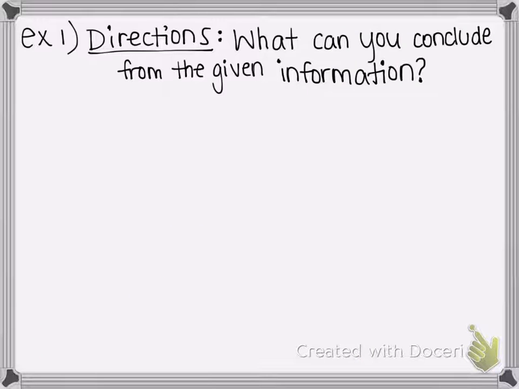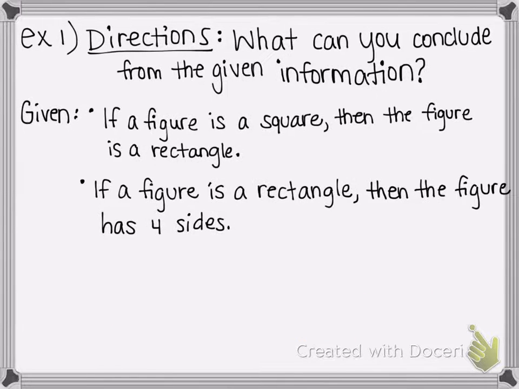Alright, so example 1. Our directions are still the same, asking us what can we conclude from the given information. Well, excuse me, let me back up. This is the given information. If a figure is a square, then the figure is a rectangle. Second statement: if a figure is a rectangle, then the figure has four sides.